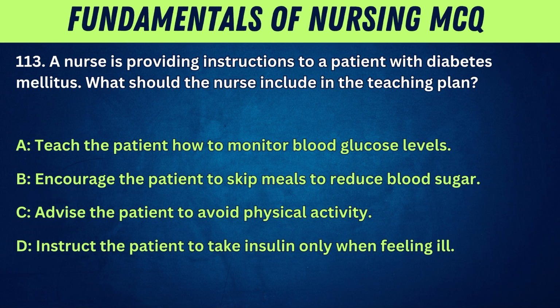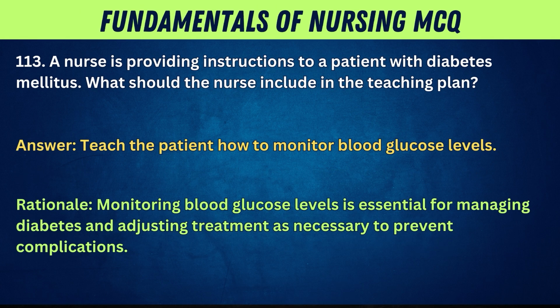113. A nurse is providing instructions to a patient with diabetes mellitus. What should the nurse include in the teaching plan? A. Teach the patient how to monitor blood glucose levels. B. Encourage the patient to skip meals to reduce blood sugar. C. Advise the patient to avoid physical activity. D. Instruct the patient to take insulin only when feeling ill. Answer: teach the patient how to monitor blood glucose levels. Rationale: monitoring blood glucose levels is essential for managing diabetes and adjusting treatment as necessary to prevent complications.